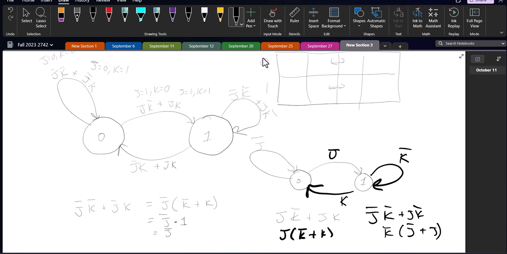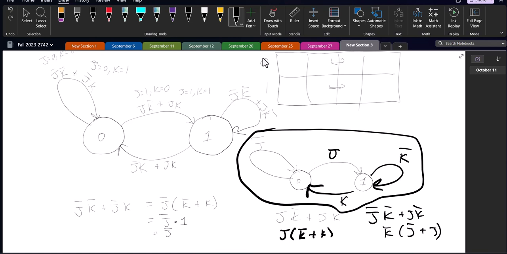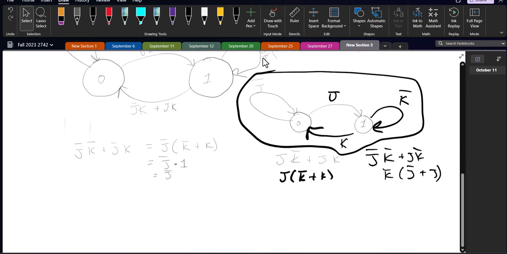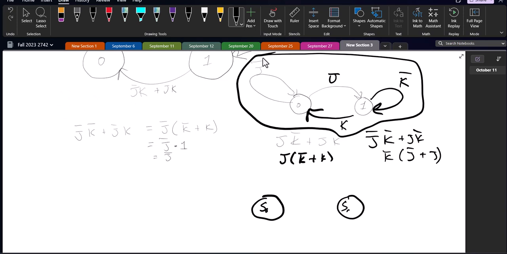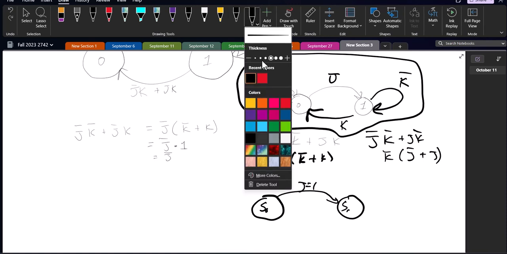Okay, so this is a state diagram. And there are multiple ways to do it. I could also have given my states names. I could have called them S0 and S1, or I could have called them A and B. That doesn't really matter. And also on the transitions, rather than putting J, I could put J equals 1. Sometimes I do that because I find it more helpful to do it that way. Okay, now let's do a state table.